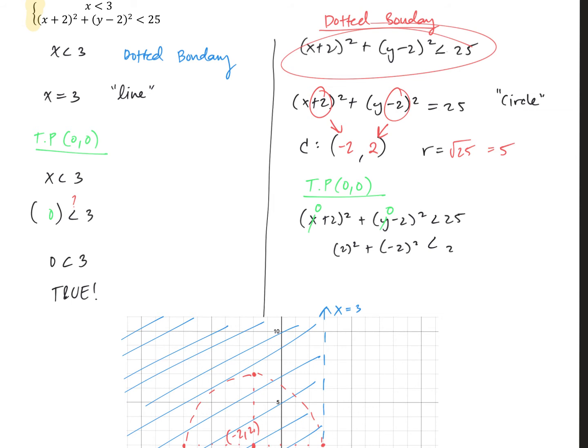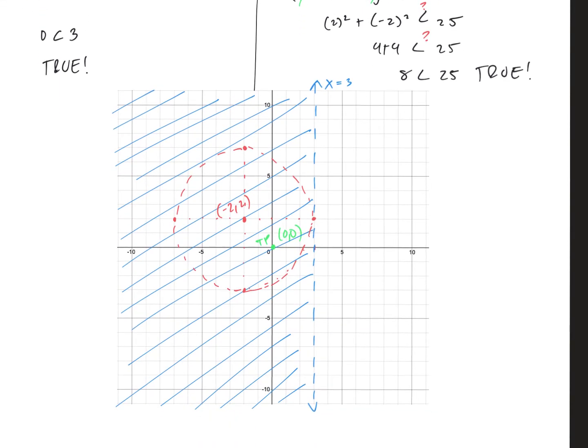So let's see. We're trying to see if this is true, so I'm putting my question mark. And then we have 4 plus 4. Is that less than 25? Well, that becomes 8. Is 8 less than 25? The answer is yes, this is true. So, since that's true, the side that I picked my point on is considered true, so I'm going to shade that side. And that side is this one right here.